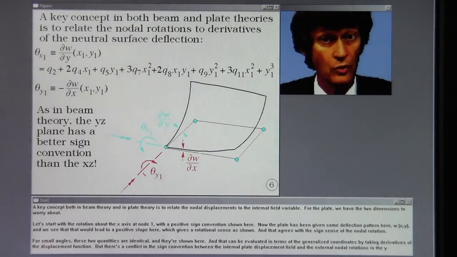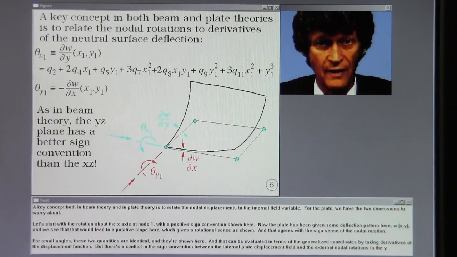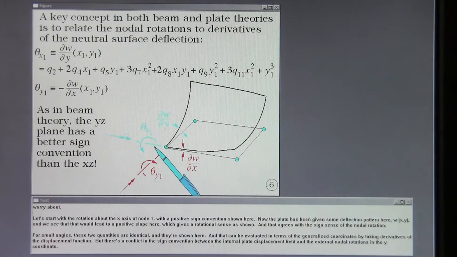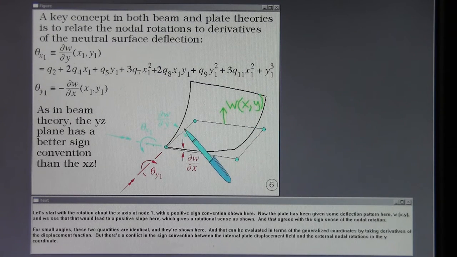A key concept, both in beam theory and in plate theory, is to relate the nodal displacements to the internal field variable. For the plate, we have the two dimensions to worry about. Let's start with the rotation about the x-axis at node 1, with a positive sign convention shown here. Now, the plate has been given some deflection pattern here, w of x and y. And we see that that would lead to a positive slope here, which gives a rotational sense as shown. And that agrees with the sign sense of the nodal rotation.